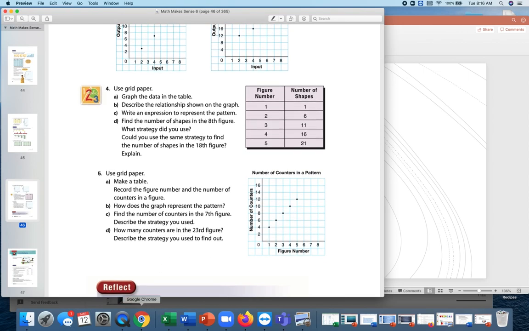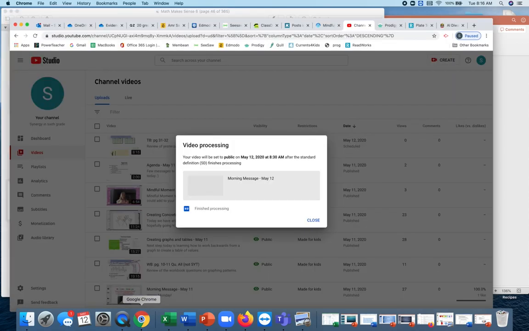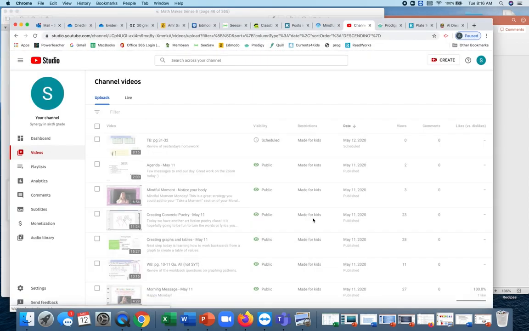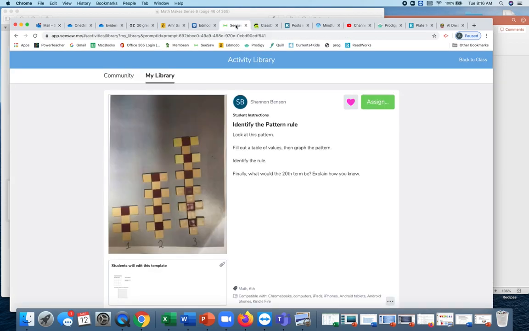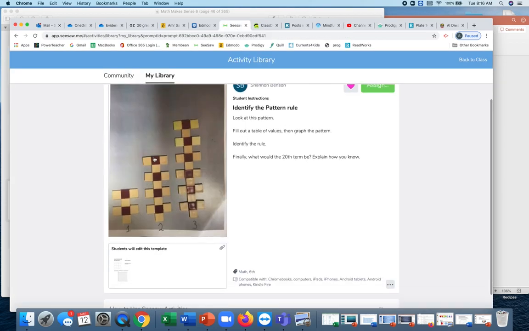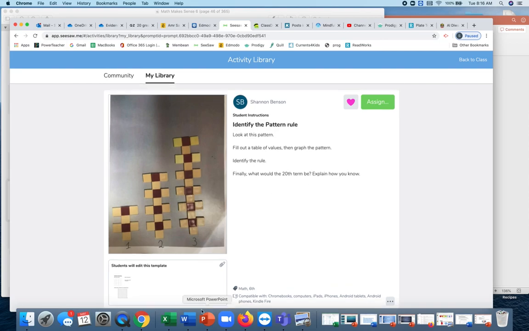And then I put a task on Seesaw, which is similar, okay? It's like this. So I've given you a pattern. Then you have to fill out the table of values, then make a graph, and then identify the rule, okay?